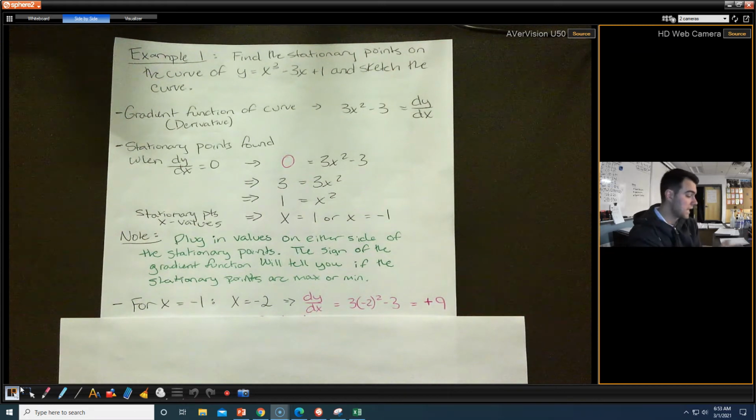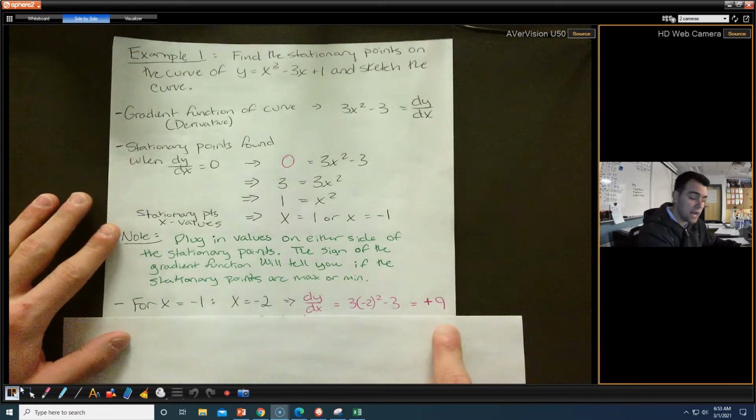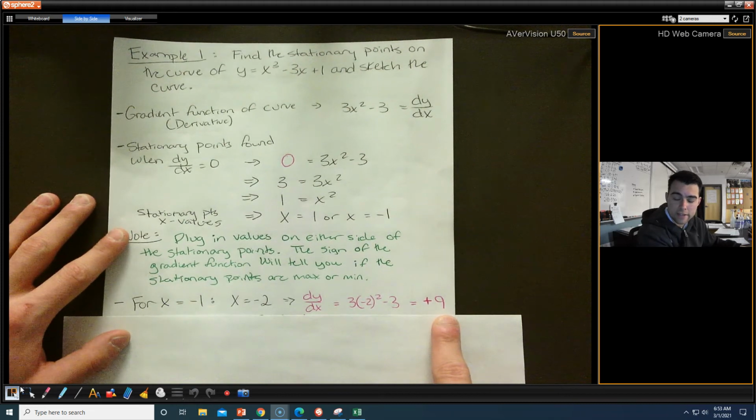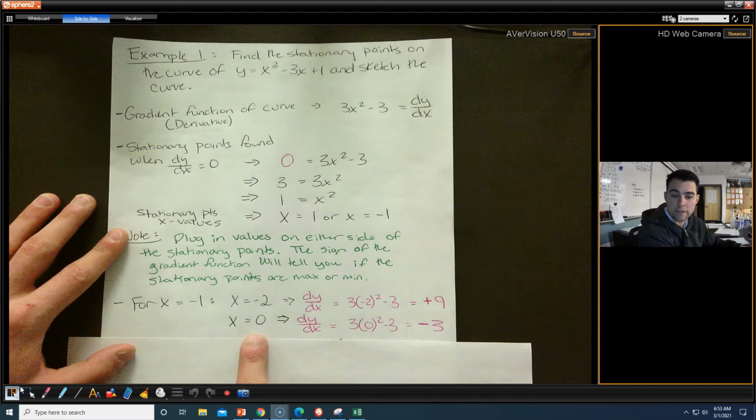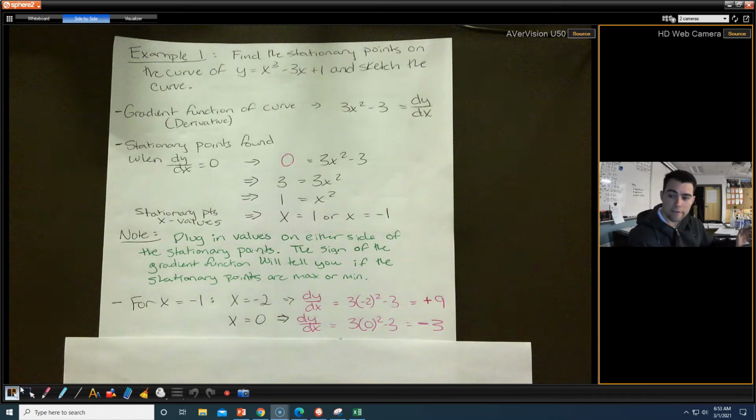So I'm going to plug in negative 2 into my slope equation, and I'm going to end up getting a positive 9 out of that. So to the left of it, it's positive, and to the right of it, when x equals 0, I get negative 3. So it's positive on the left, and it's negative on the right.